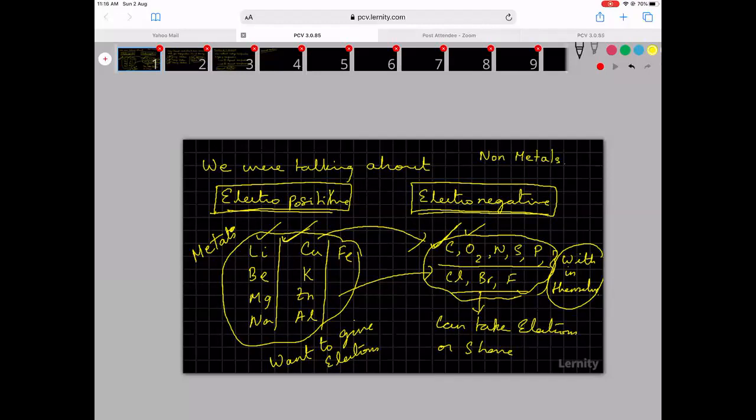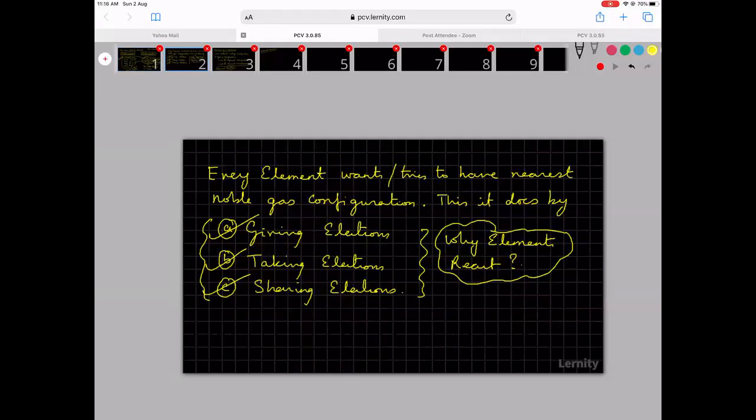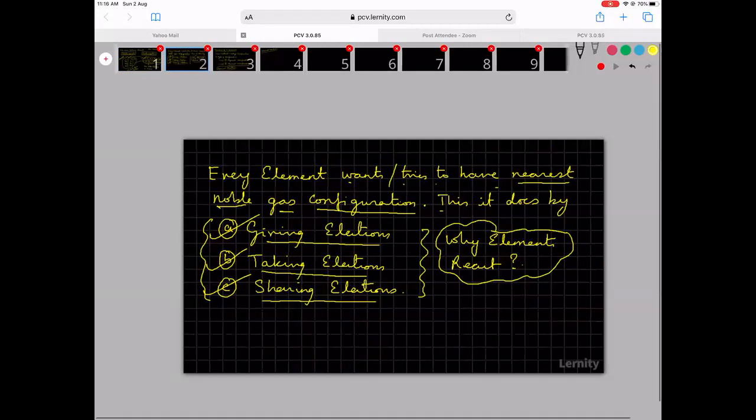Then I am saying that every element wants or tries to have nearest noble gas configuration. This it does by giving electrons, taking electrons, or sharing electrons. Okay, and this explains why elements react.